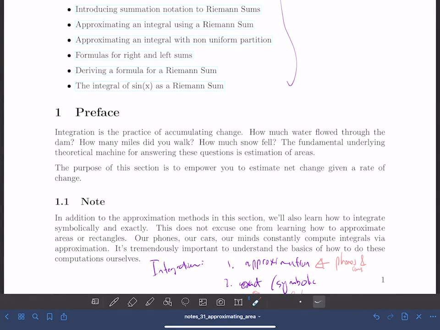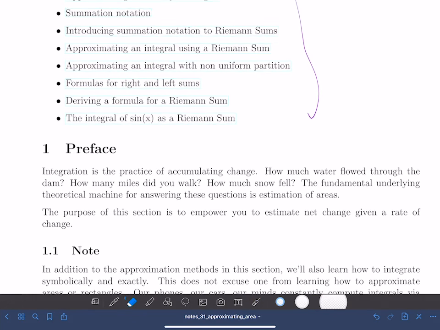So, a preface to this section. Integration is the practice of accumulating change. How much water flowed through the dam? How far did you walk? How much snow fell? In each of those statements, how much, how many, how far, we're asking about accumulation. Accumulation is the fundamental act that we're thinking about in the world of Chapter 3.